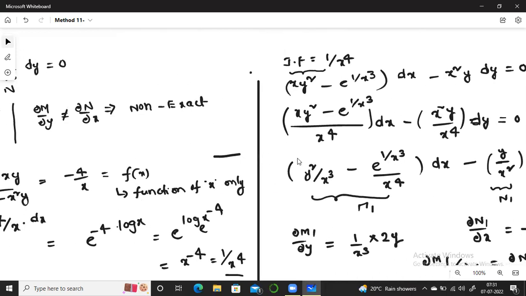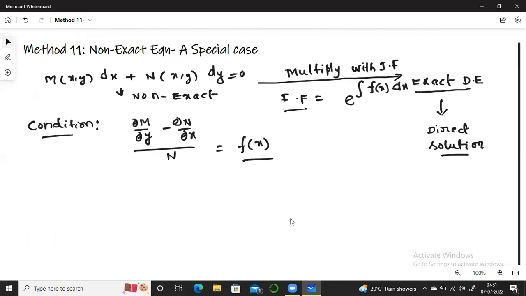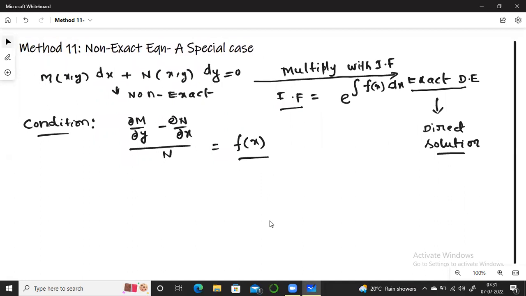Just a quick review I will give you. So in the first page, we have seen non-exact equation, a special case. We know what is method 11, a special case: this condition should be satisfied, and it should be a non-exact differential equation. If the two conditions are done, then the integrating factor is e power integration of f of x. You have to calculate this. With that integrating factor, you have to multiply the whole given non-exact differential equation so that your non-exact equation will be converted into exact differential equation. Once it is converted, you can apply a direct solution. That is what actually we have done.